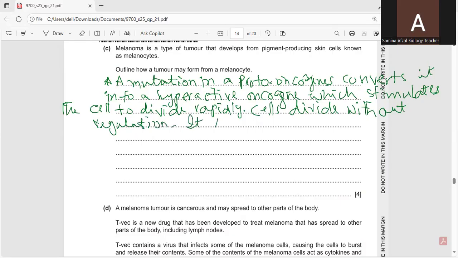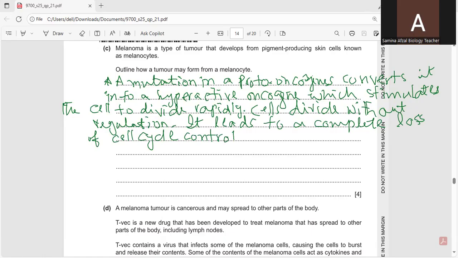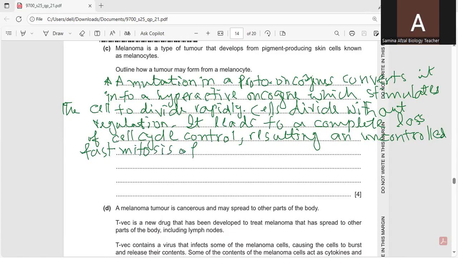It leads to a complete loss of cell cycle control, resulting in uncontrolled fast mitosis of the melanocyte.